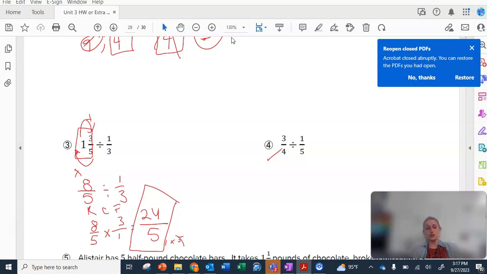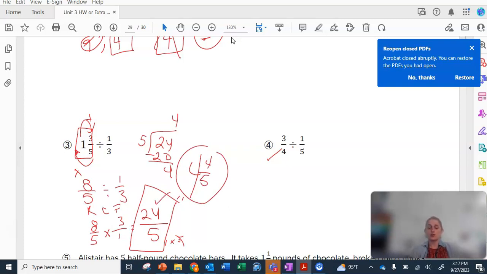If you wanted to, you could. 24 divided by 5 is 4 and 4/5. Both of those are correct. I don't need both of them from you. If you're happy with the 24/5, then move on. Keep it, change it, flip it, simplify if needed.